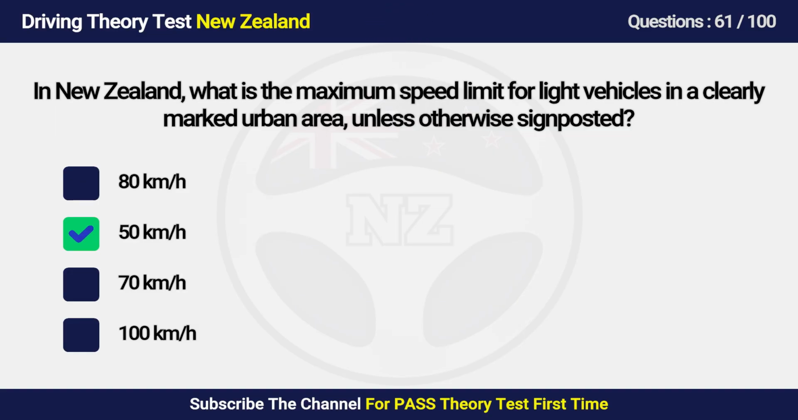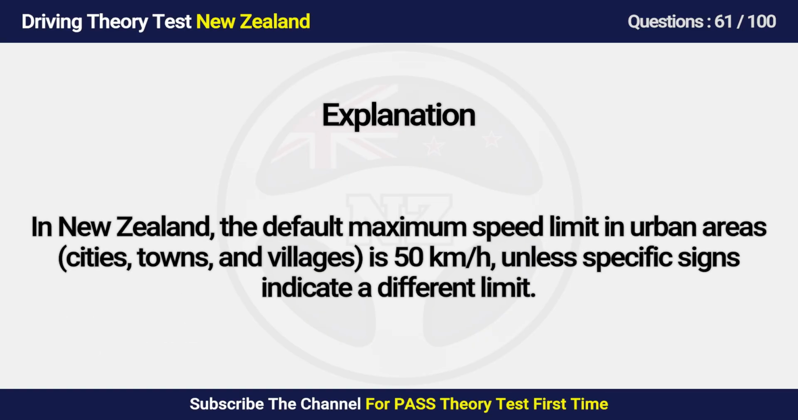Answer is B. 50. In New Zealand, the default maximum speed limit in urban areas, towns and villages is 50, unless specific signs indicate a different limit.